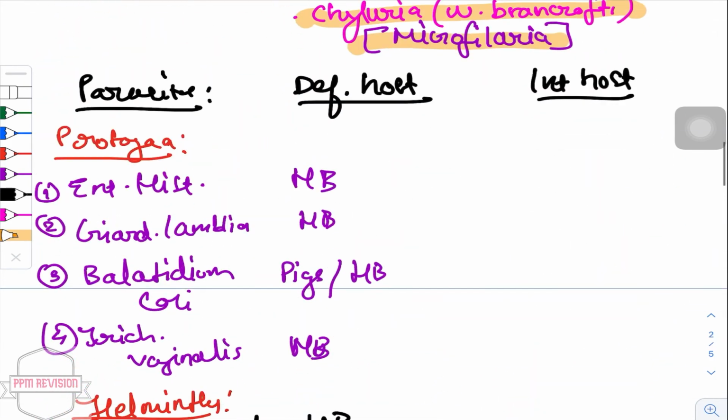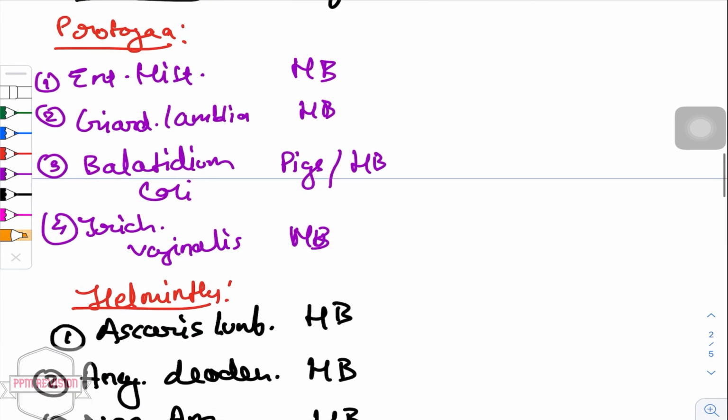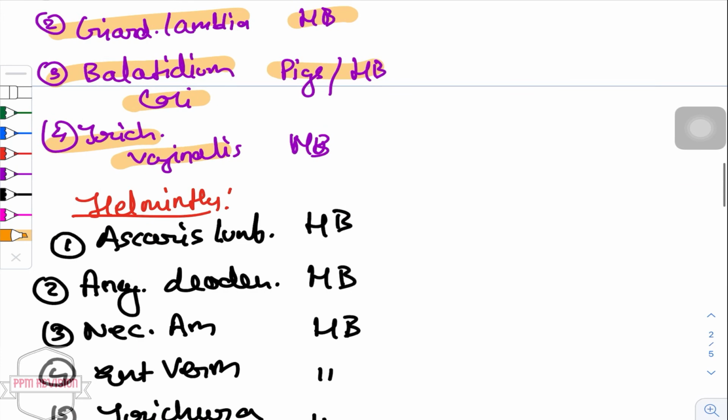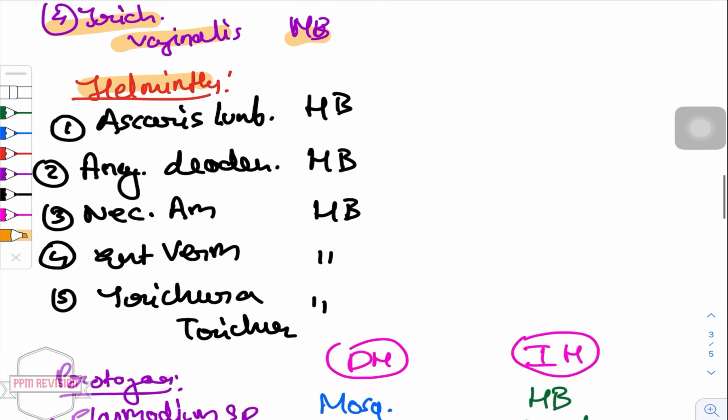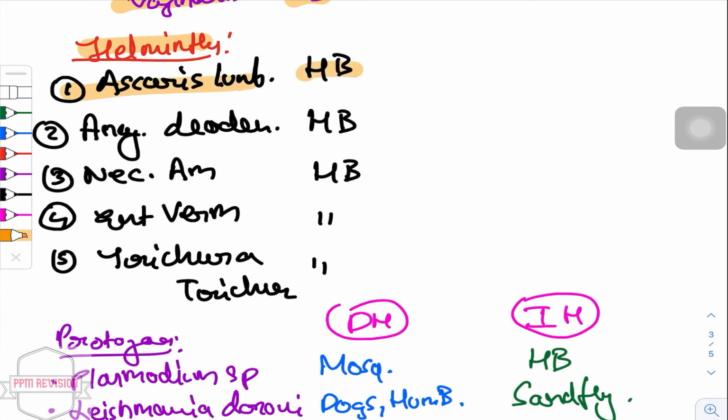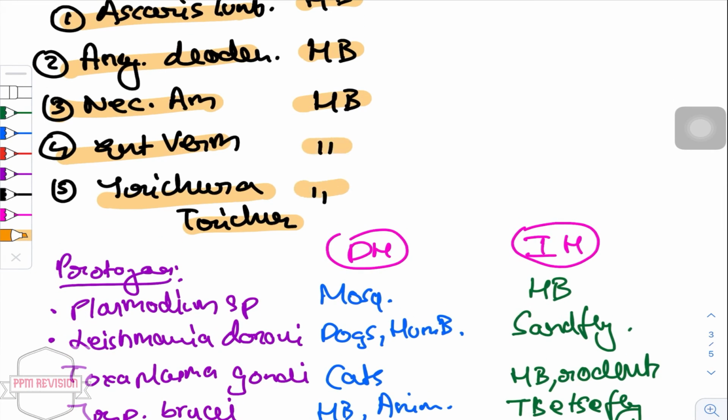Just to quickly revise, the parasites we looked at, with definitive and intermediate host. Protozoa: there's Entamoeba histolytica, Giardia lamblia, Balantidium coli, and Trichomonas vaginalis. So Entamoeba histolytica is human beings, Giardia also human beings, and then Balantidium coli is pigs or human beings. Trichomonas vaginalis, it's human beings. Then there is also helminths we spoke about, and here there is Ascaris lumbricoides, human beings, Ancylostoma duodenale, human beings, Necator americanus, human beings, Enterobius vermicularis, and Trichuris, also human beings.